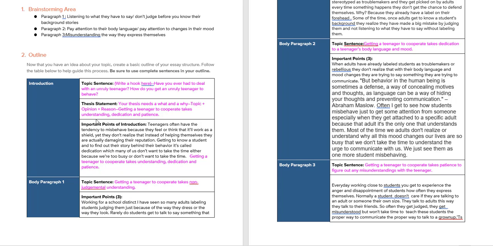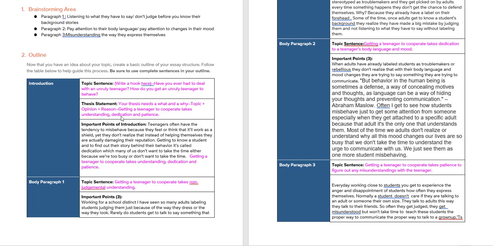So here you have understanding. Body paragraph 2: getting a teenager to cooperate takes dedication. So that's the second part of this person's thesis statement. So getting a teenager to cooperate takes dedication to a teenager's body language and mood. Third part: getting a teenager to cooperate takes patience. So here, getting a teenager to cooperate takes patience to figure out any misunderstandings or misconceptions with the teenager. In other words, working out the argument to see what's going on or finding a solution.